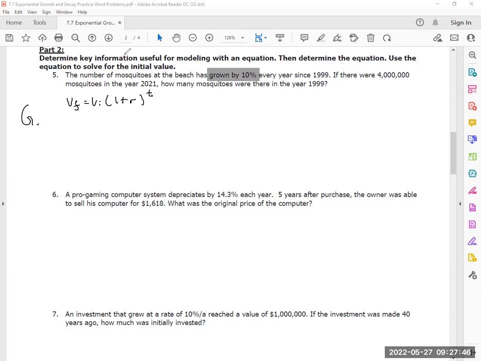Right. So it's growth. So I know it's going to be VF equals VI(1 plus R) to the power of t. The number of mosquitoes at the beach has grown by 10% every year since 1999. 10% doesn't seem like much, but number 1, we hate mosquitoes, and number 2, that's gross. Right? If there were 4 million mosquitoes in 2021, how many were there in 1999? So first off, let's calculate the time. The question gives you R. R is 0.10. Time is 2021 minus 1999. That is 22 years.